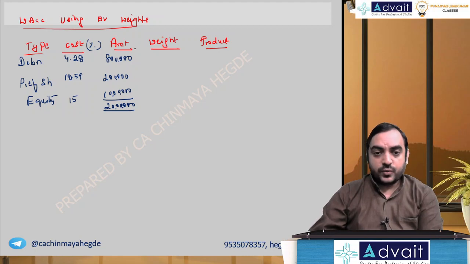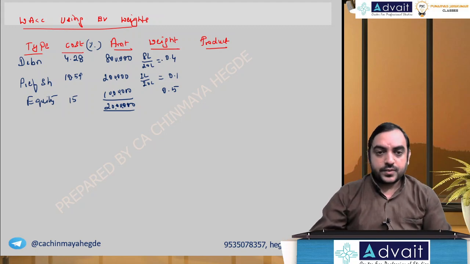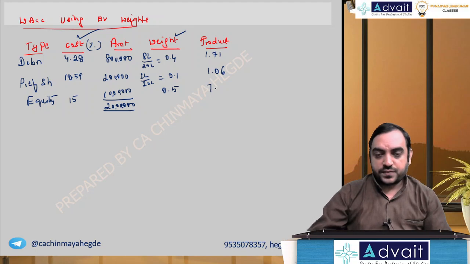Calculate the weights, that is 8 lakh by 20 lakh, 0.4; 2 lakh by 20 lakh, 0.1. Similarly, 10 lakh by 20 lakh, 0.5. Multiply the cost with the weight column. 4.28 into 0.4, 1.71. 10.59 into 0.1, 1.059, let's say 1.06. 15 into 0.5, 7.5. 1.71 plus 1.06 plus 7.5, 10.27.